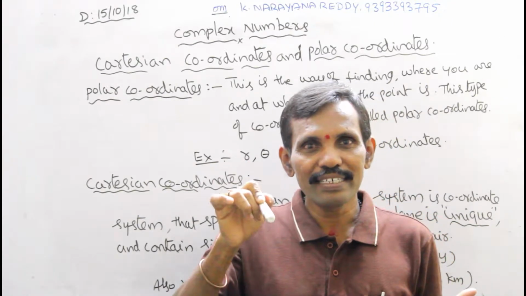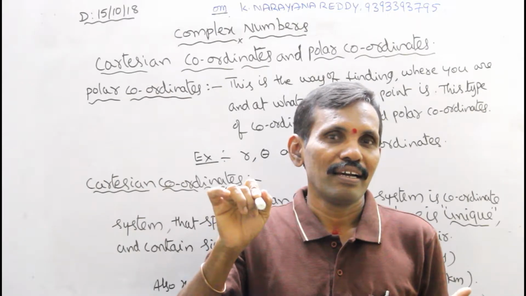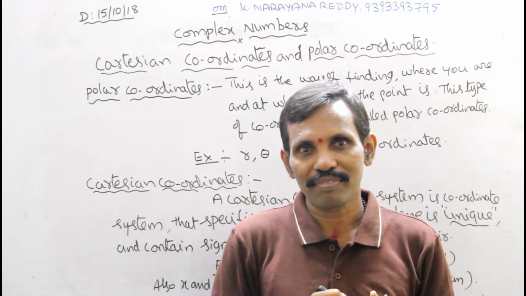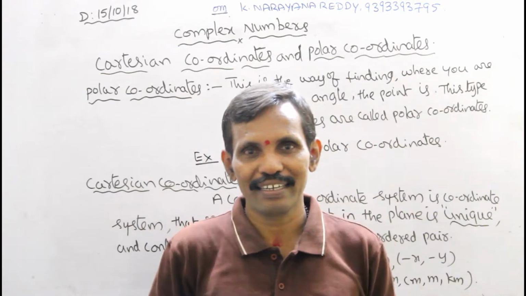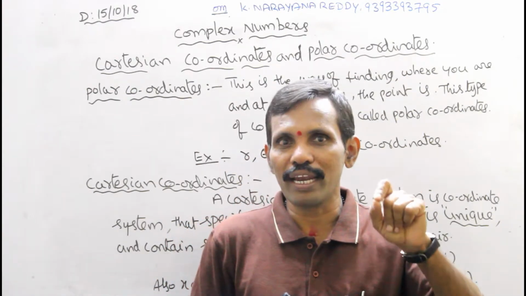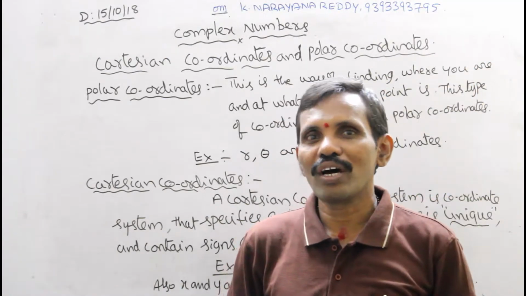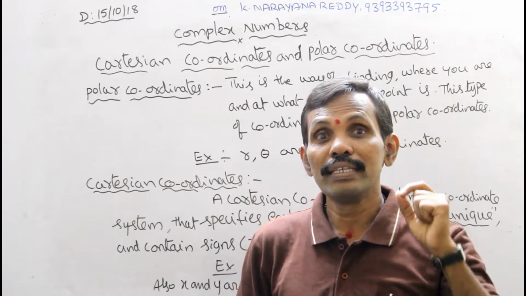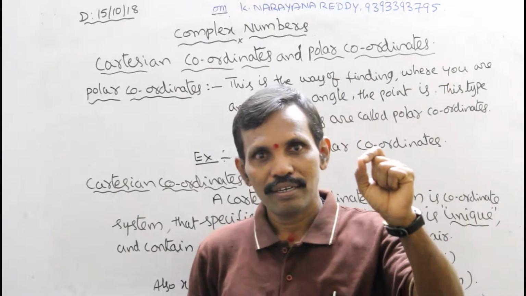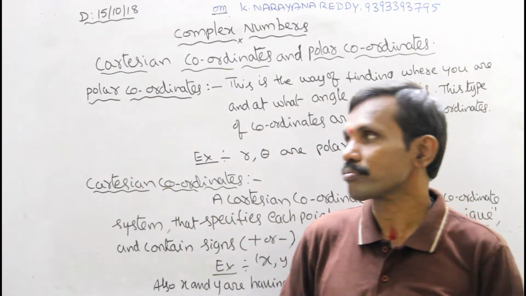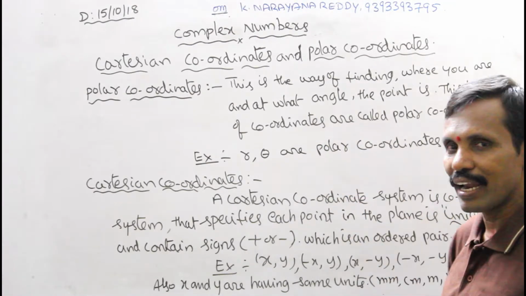That is the important point which you have to observe. In graphical representation of India, where are you, at what angle? That system is called the polar coordinate system. This system is very useful in airlines. This is the way of finding where you are, at what angle.